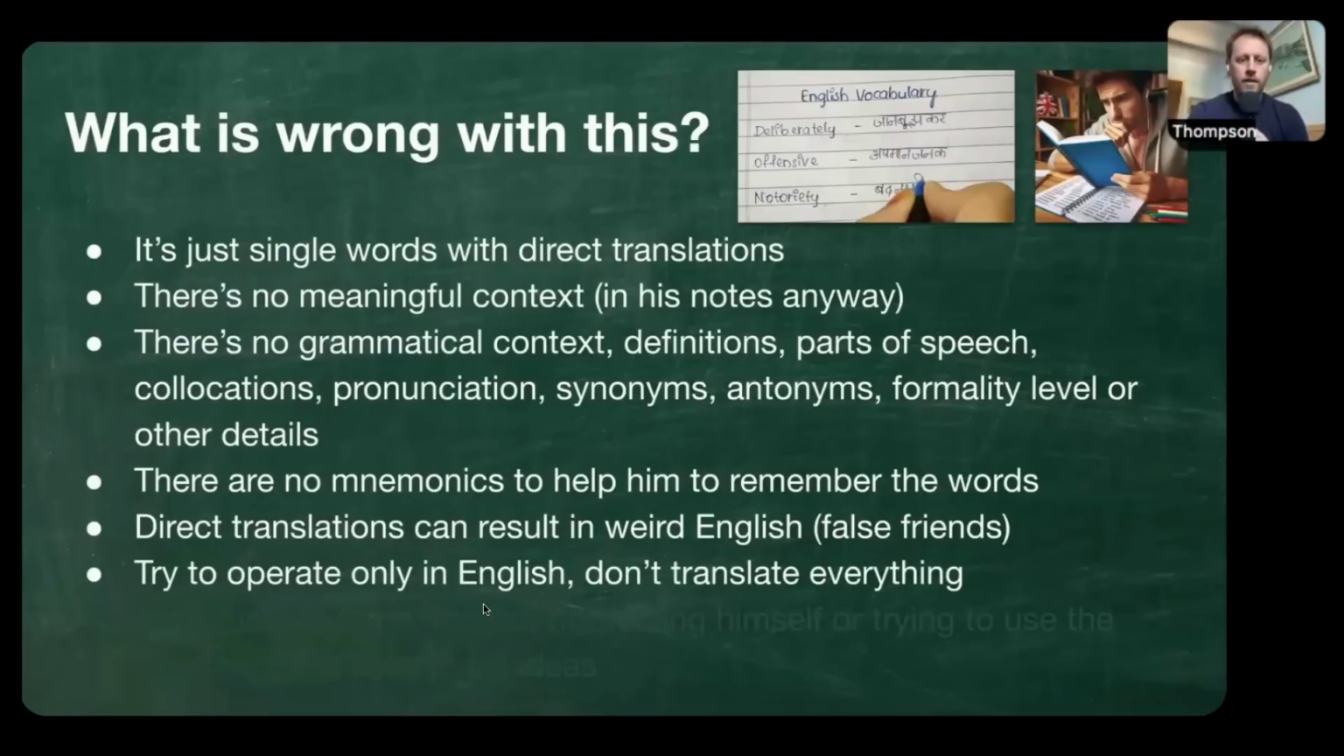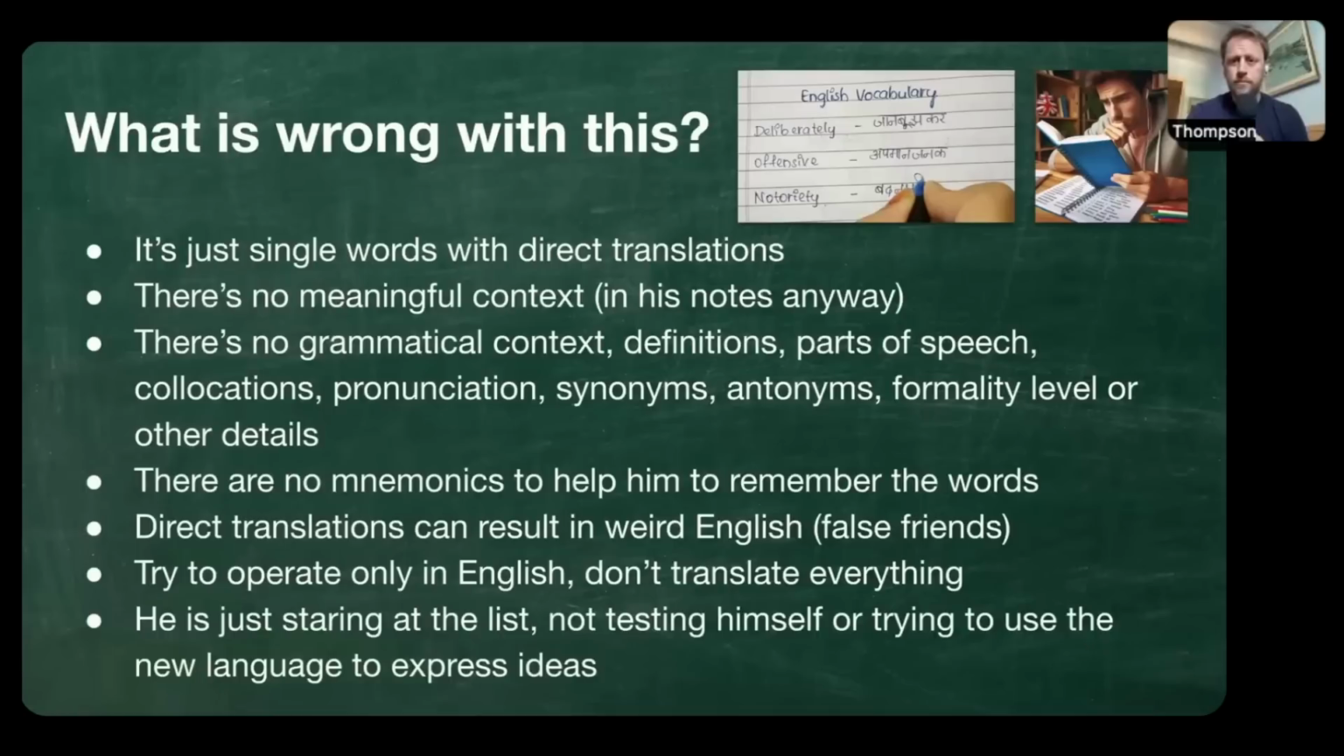So try to operate only in English. Don't translate everything. I mean, at this level, if you're trying to get to an advanced level of English, you need to be operating exclusively in English. And this helps you to think in English and produce a more natural form of English. And you can see in the picture, he's just staring at the list, as far as I can tell. I mean, he's concentrating very hard, but he's not testing himself. He's not trying to use the new language to express ideas. Okay, so let's carry on.